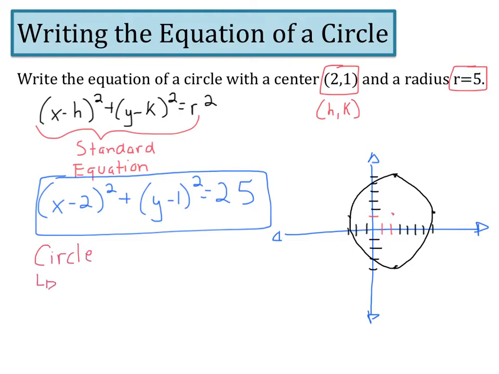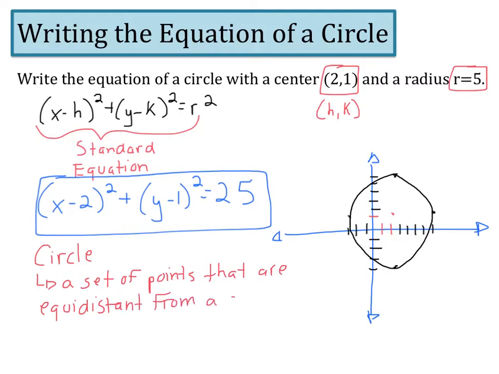So a circle is a set of points that are equidistant from a center. And that center is usually depicted as (h, k).